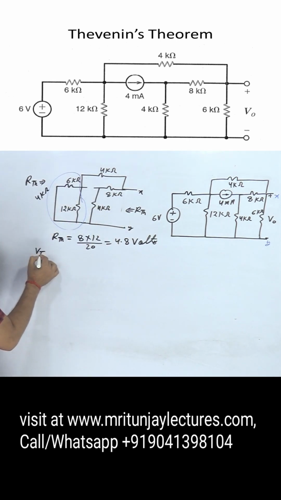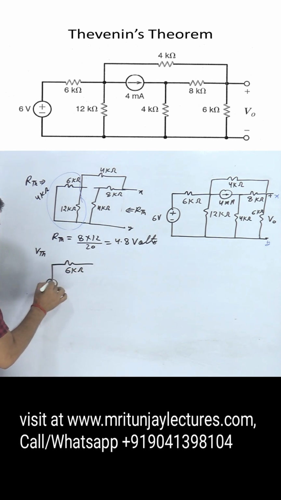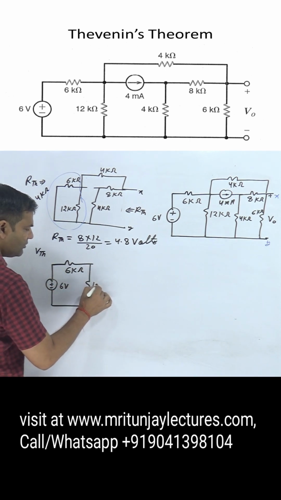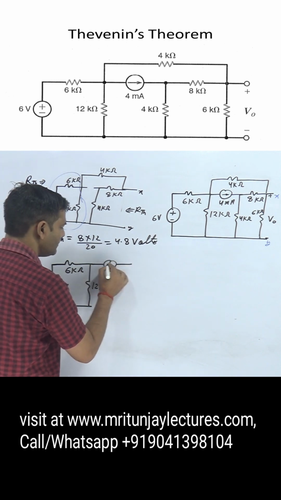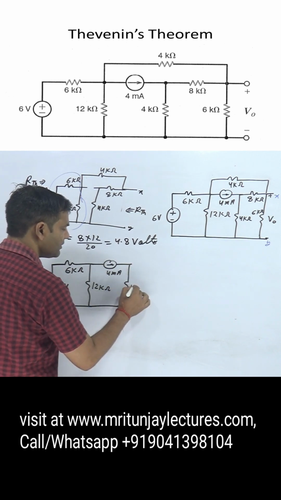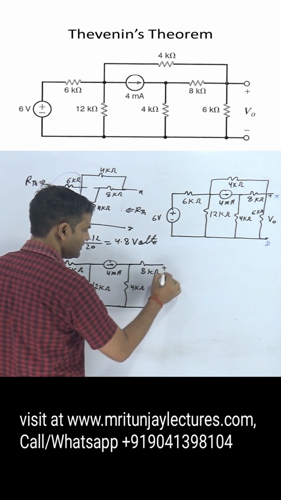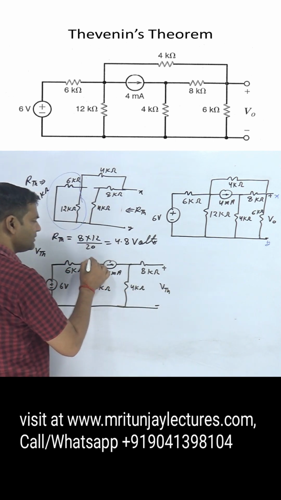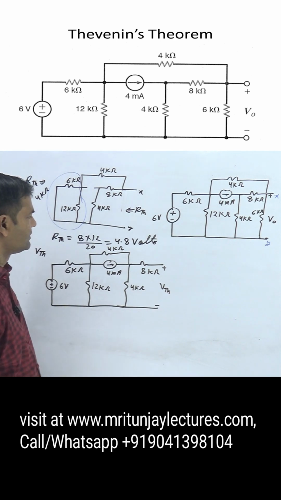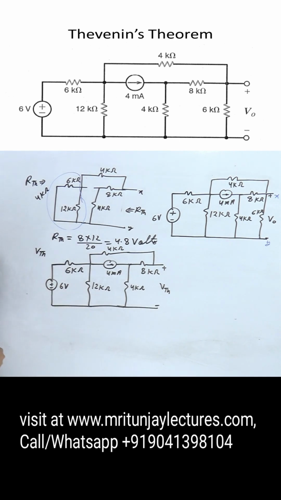So how can we determine VTH? If you redraw the circuit, that is 6 kilo ohm, and here plus minus 6 volt, and that is 12 kilo ohm, here 4 milliampere, and that is 4 kilo ohm, and here 8 kilo ohm, and that is plus minus VTH, and this one is 4 kilo ohm. Is this clear or not? First of all, make it.